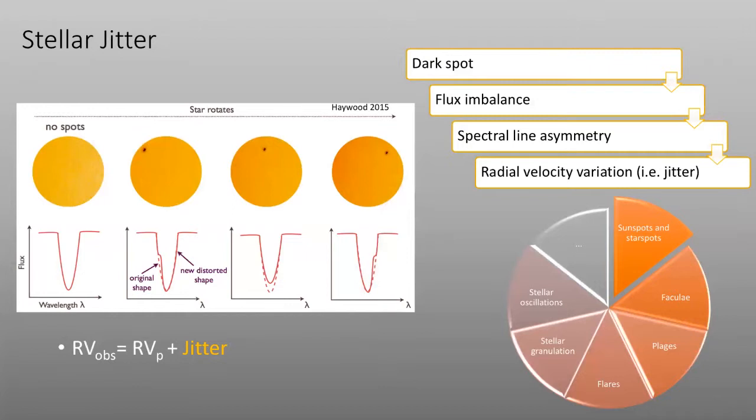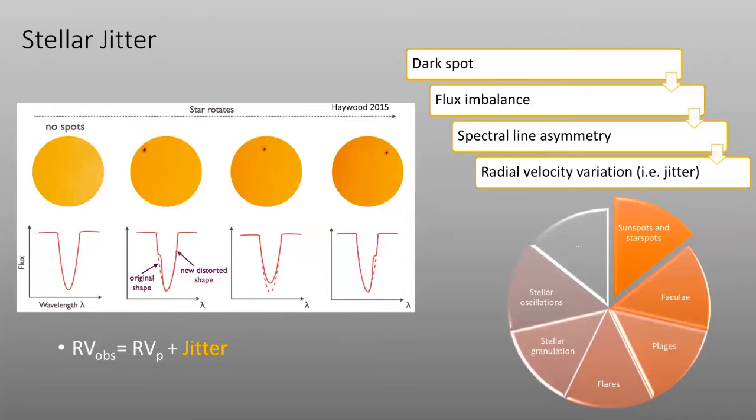We have a few effects from the star, like dark spots, bright features, spectral plages, and flares, which are just eruptions on the surface. We also have stellar granulation, which is due to convection, and stellar oscillation due to the harmonics. So we can write the observed radial velocity as the sum of the contribution of the planets and the jitter from the star. The motivation is to separate these components, the planets and the star.